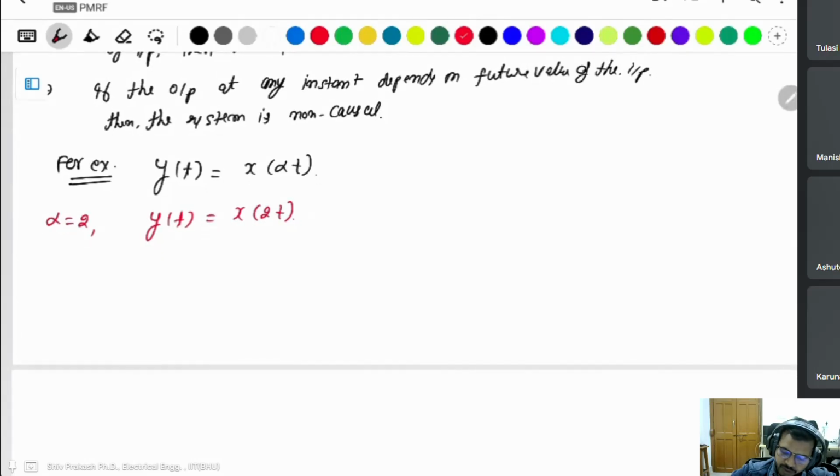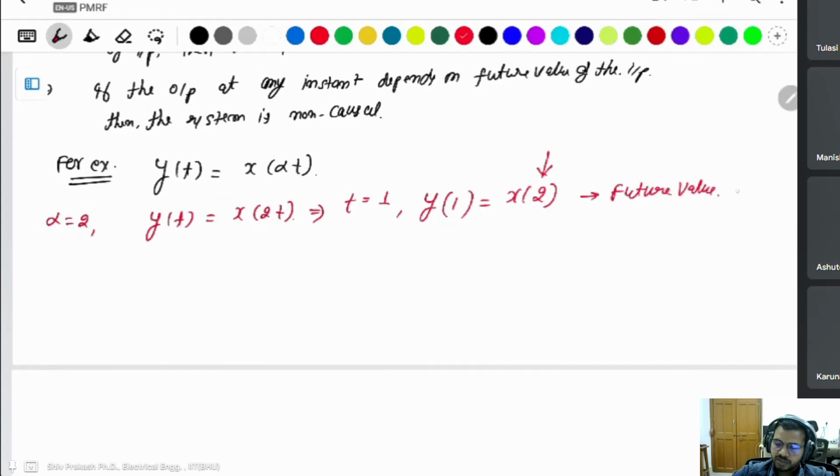Now put in a value. Suppose I put t is equal to 1, then what is y(1)? The given input is at time 1, but your system gives x(2). It means you give only time 1, but your system takes the value from the second time, not the first. This is dependent on the future value, so the system will be non-causal.